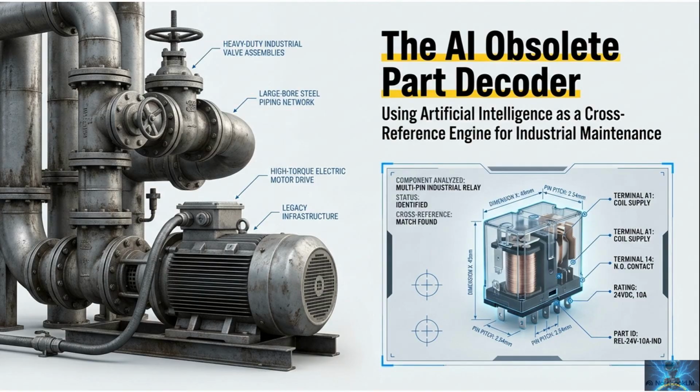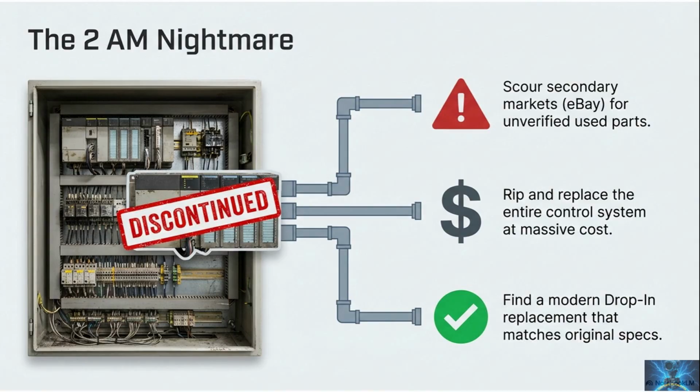The 2 a.m. nightmare. This is the classic scenario. It is 2 in the morning, something fails, and the part is stamped discontinued. Now you get 3 bad options: hunt online for used parts with unknown history, replace the whole control system at huge cost, or find a modern drop-in replacement that matches the original specs. We are aiming for the third option: fast, repeatable, and defensible.